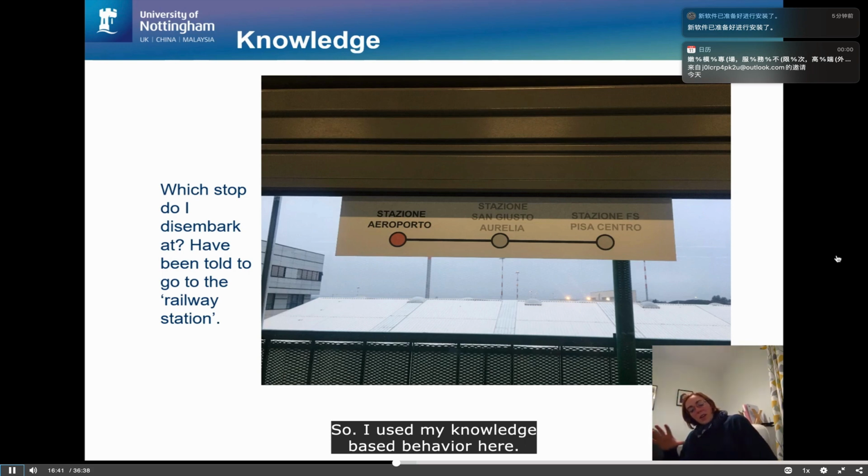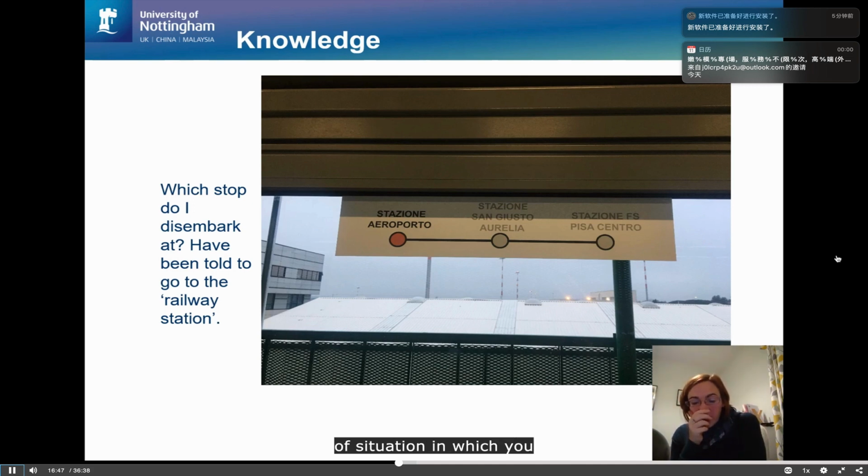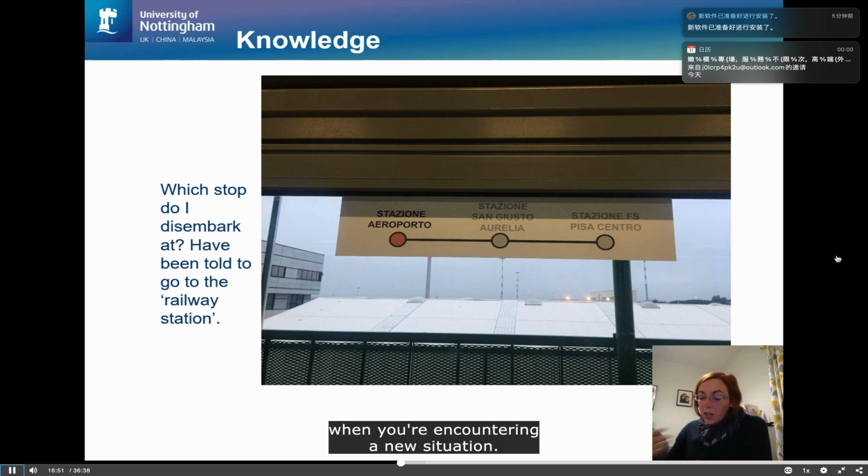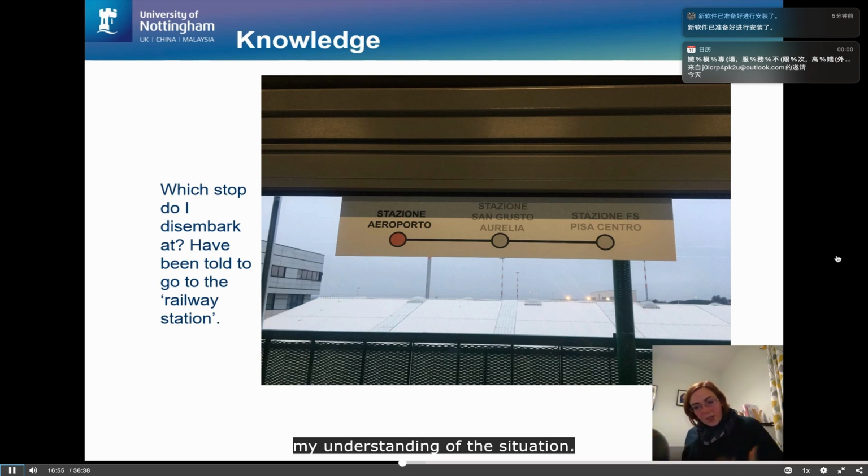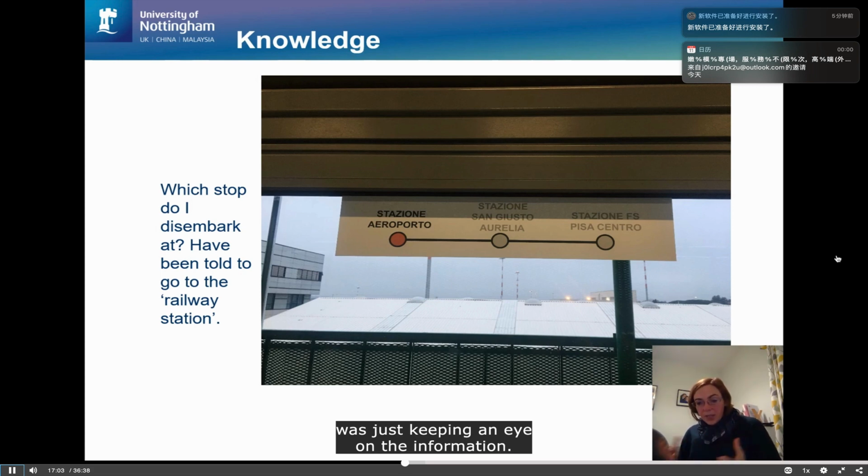So I used my knowledge-based behaviour here. And that's actually quite a typical type of situation in which you use knowledge-based behaviour when you're encountering a new situation. And the point is that I was continually updating my decision-making, my understanding of the situation. I was observing other people. I was looking out of the train. And I was just keeping an eye on the information. I was also listening to announcements because sometimes the announcements might be in different languages as well.